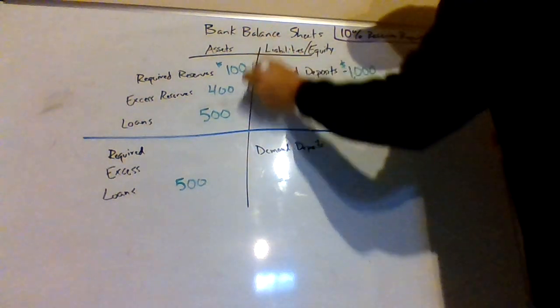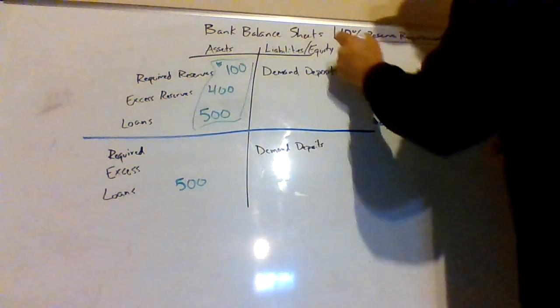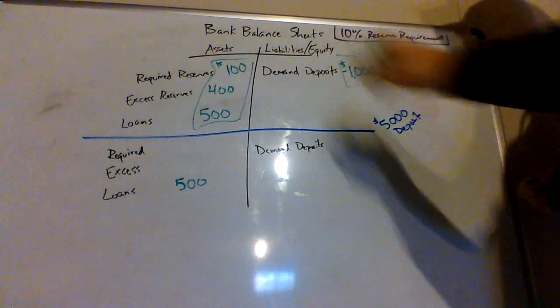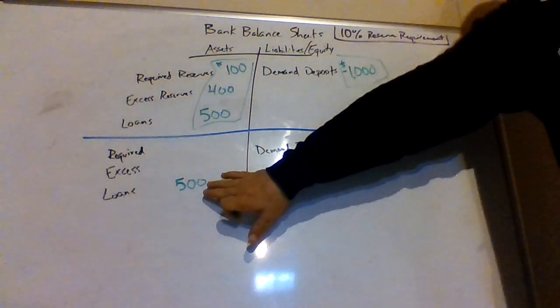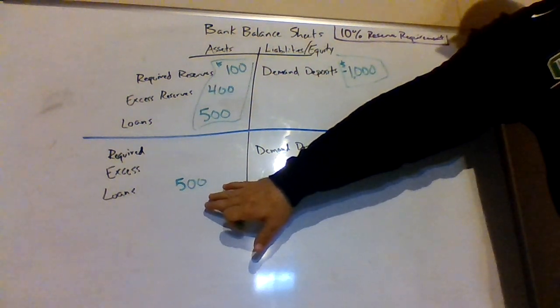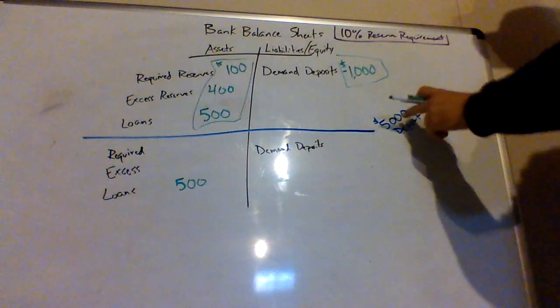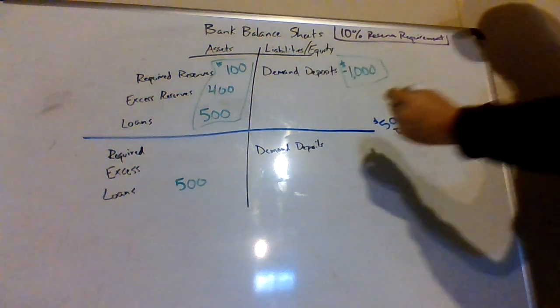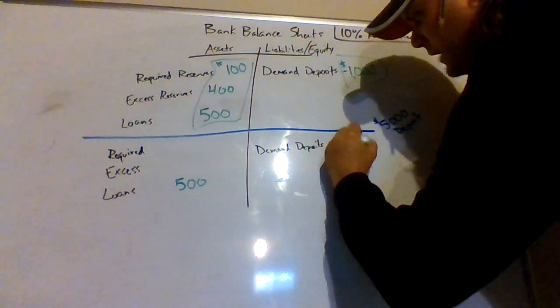Remember, this here has got to equal what's over here. Okay, so we got to do the same thing down below the blue line. We have some loans out already. I can fill that out down here in my bottom part. And we've got a $5,000 deposit. So now our demand deposits are going to be $6,000 total dollars.